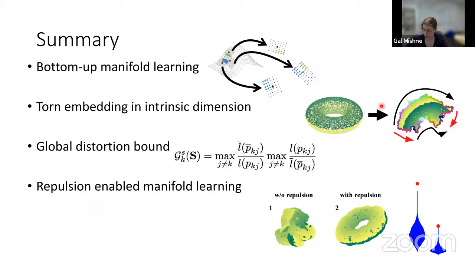We design a new measure in order to determine the preservation of the geometry of the data in low dimensions and bound our global distortion measure as a function of both distortion in the local views and the error in the global embedding. And we show how this bound leads to the need for adding a repulsion term to the bottom-up manifold learning in order to push away points that are dissimilar in the ambient space, also in the embedding space.